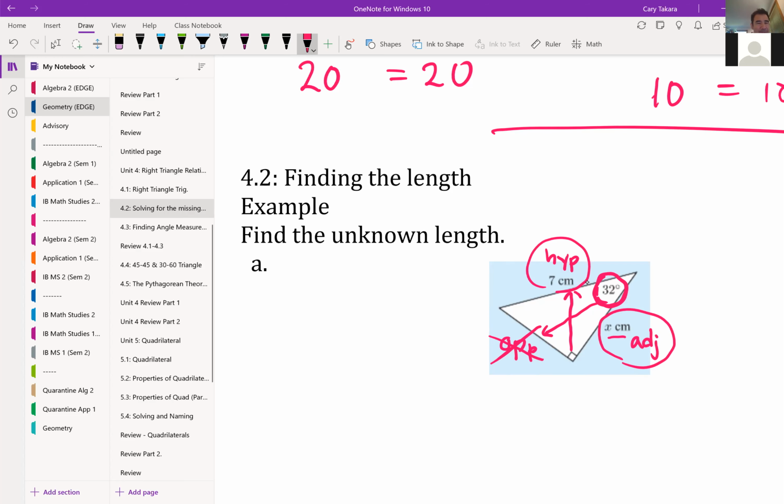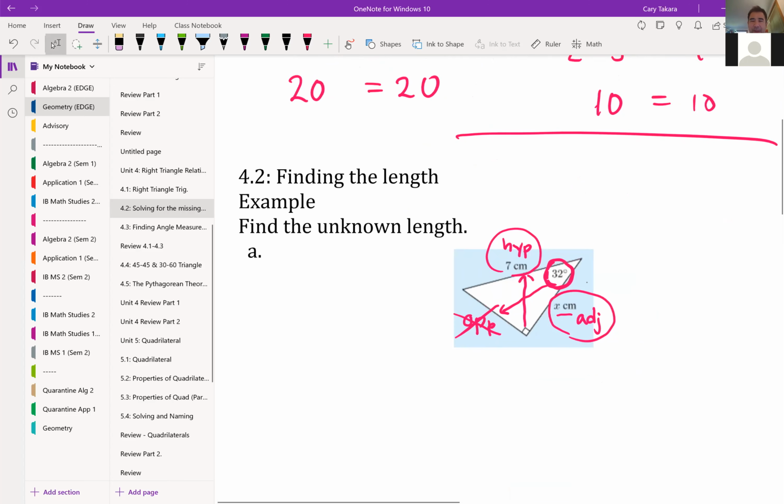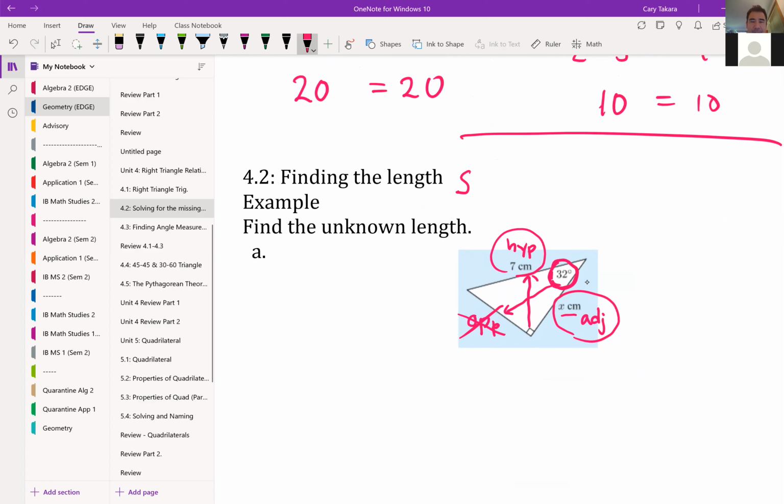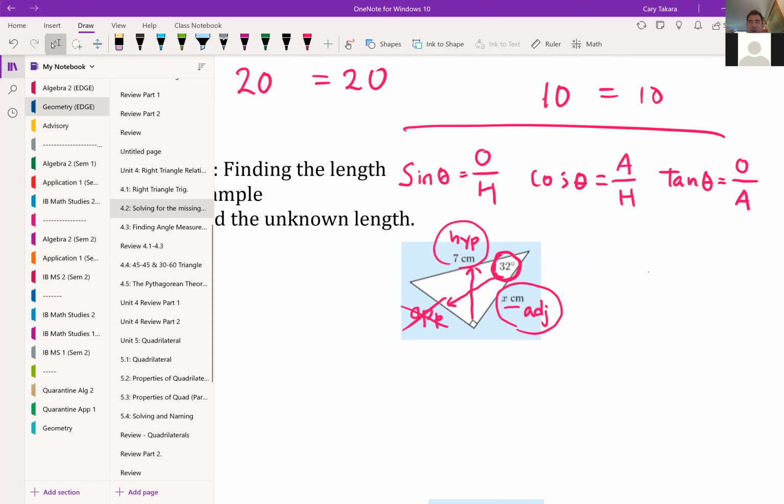Okay, so now let's do SOHCAHTOA. Let's spell it out. Sine of theta is SOH, right? And then cosine of theta is CAH. And then the tangent of theta is TOA. Now, which one of the three involves hypotenuse and adjacent?